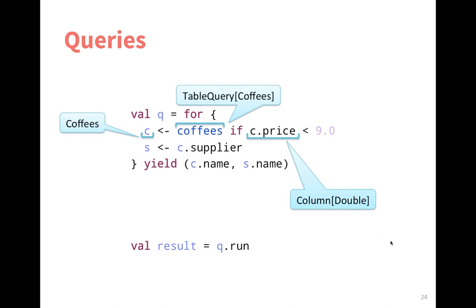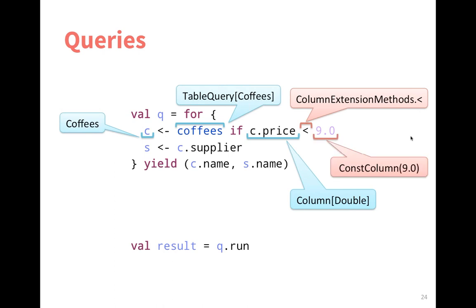Now, since this is not a double but a column of double, that means this operator that looks like a standard operator on doubles is not really the standard operator. It is in fact an extension method. So we add these extension methods to make a column of double behave almost exactly like a real double, so you can use all the standard operators on them. And the right-hand side, again, needs to be a column of double, so there's an automatic implicit conversion that kicks in and lifts this literal value here to a const column.